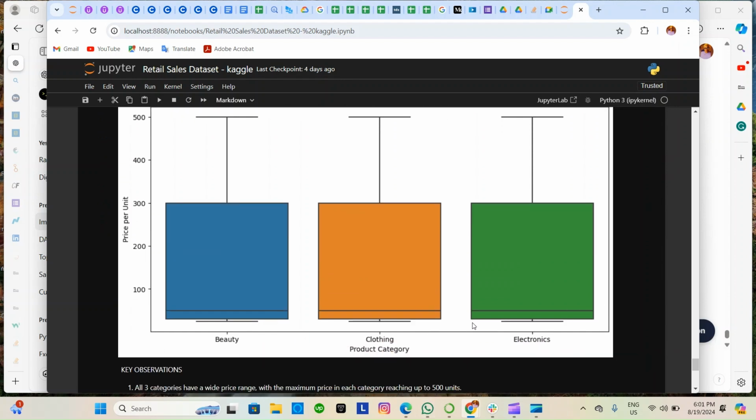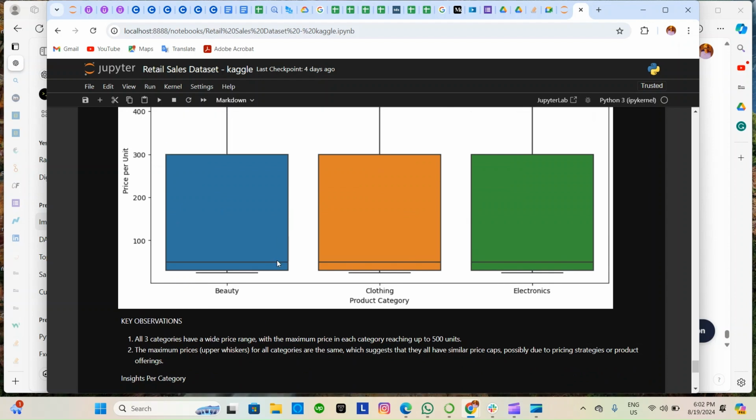We see that all three categories have a wide range of pricing. The maximum price for each category was around 500 per unit. The minimum price is maybe about 50 or so per unit. If we look at Q1, it is about 50 per unit. And if we look at the median price, we see that most of the items are priced lower. So that means they have a lot more lower priced items than upper priced items.